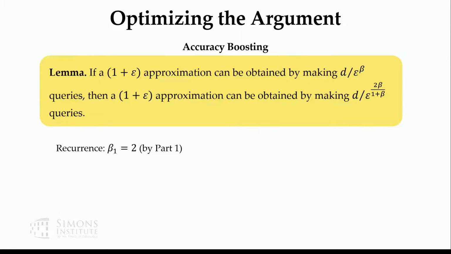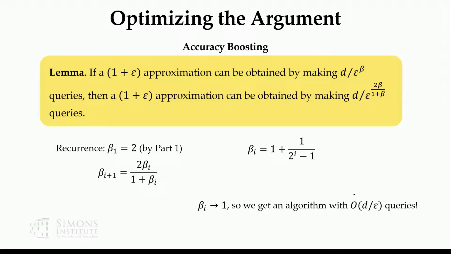And if you just repeat this recurrence, starting with beta 1 equals 2, beta i plus 1 turns out to be 2 beta i over 1 plus beta i. If you work it out, beta i approaches 1, and we actually have an algorithm with order d over epsilon queries. So that's the idea behind this improved epsilon dependence.